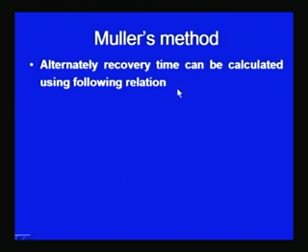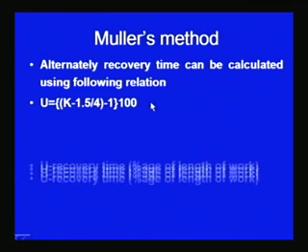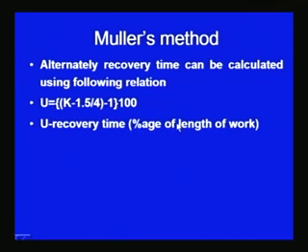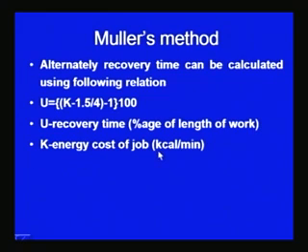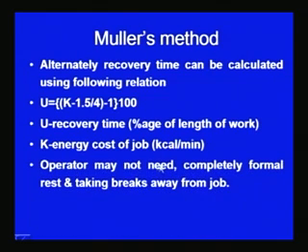Alternatively, the recovery time can also be calculated using the following equation, which shows that U, that is the recovery time, is equal to (K minus 1.5) divided by (4 minus 1.5), into 100. It shows the recovery time in terms of the percentage of the length of the work. K is the energy cost of the job and the operator, here 1.5 is the basal metabolism rate, and 4 is the acceptable upper energy limit of the work.